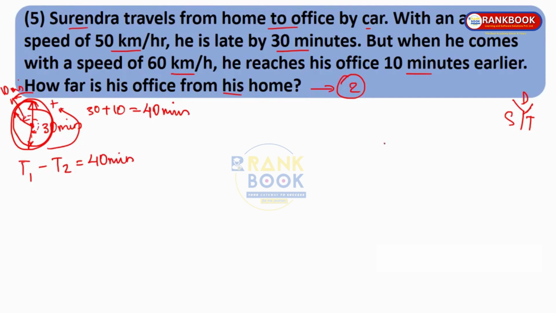So what is time? Time is nothing but distance upon speed. We have seen over here. So what is the distance traveled in first case? D1 upon speed S1 minus D2 upon speed S2 would be equal to 40 minutes. How to convert minutes to hours? Simply divide by 60. 40 by 60 hours.